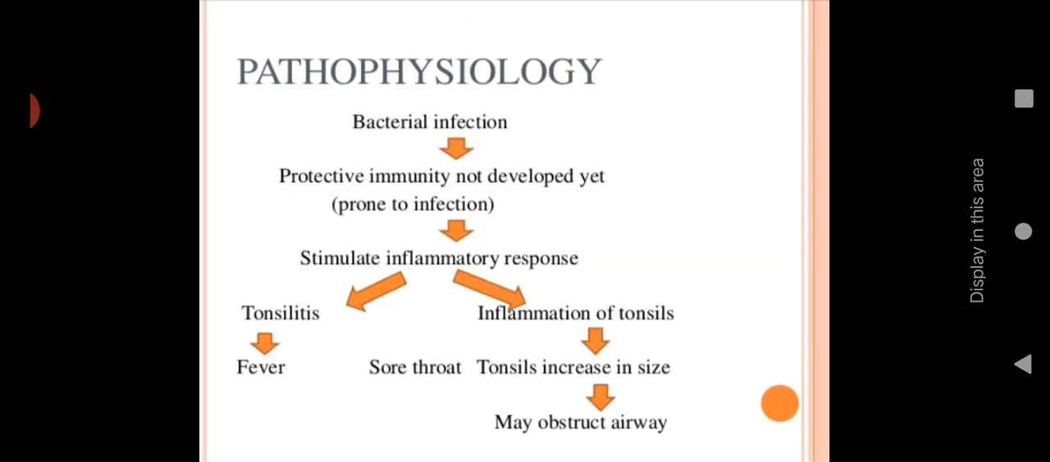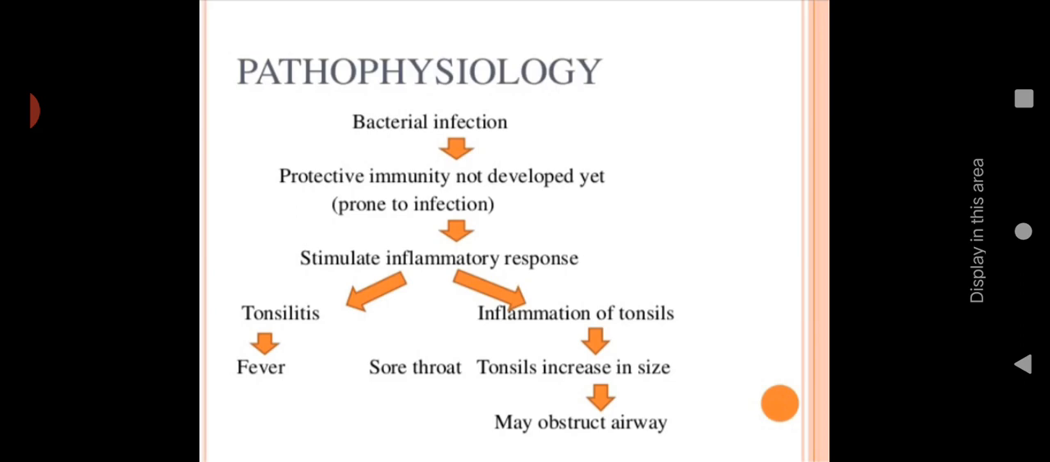Let us see the pathophysiology. Due to the bacterial infection or other etiological factors, and because protective immunity has not developed yet, children are prone to infection. If the immunity is not developed in children, it is a main risk for infection. This stimulates the inflammatory response. The immune system will stimulate the inflammatory response once the bacteria come in contact with the tonsils, which can lead to tonsillitis and fever.